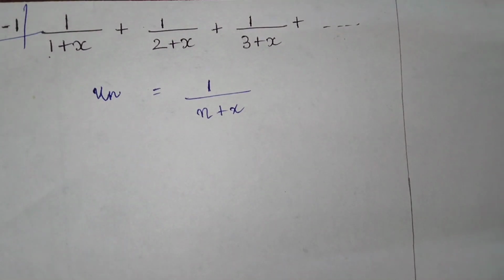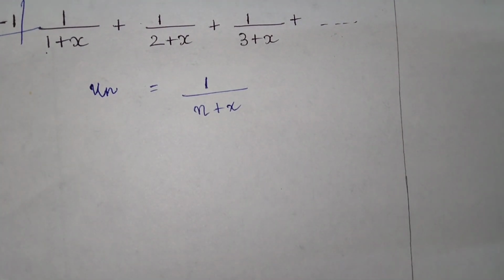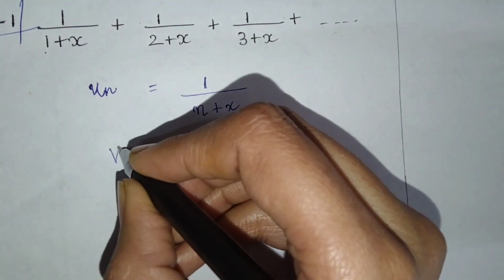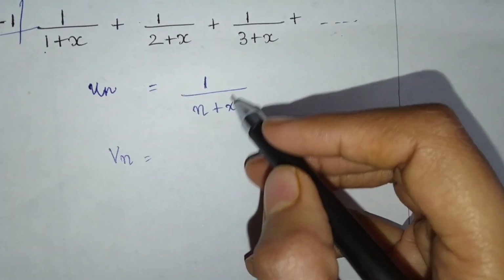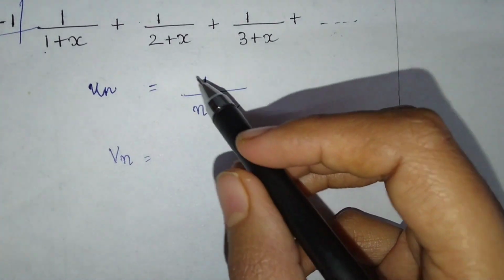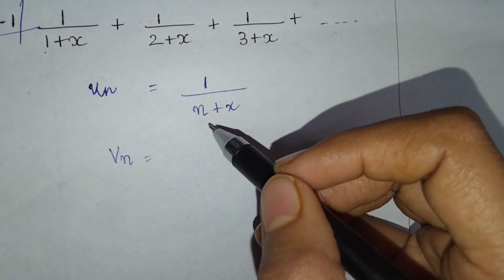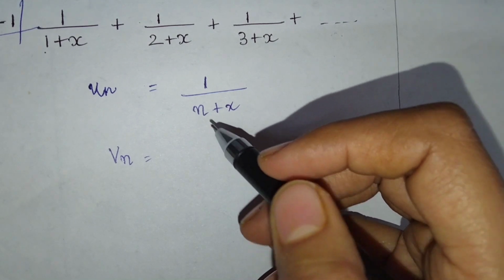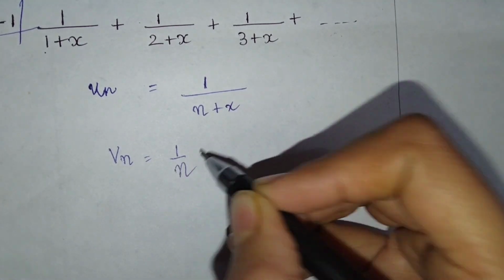Now we have to assume Vn. So what will be the value of Vn? Vn you have to consider as the n terms of the given Un. That is, here Vn will be 1 by n.